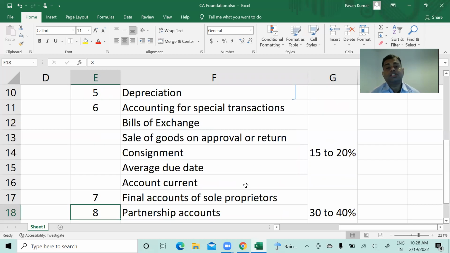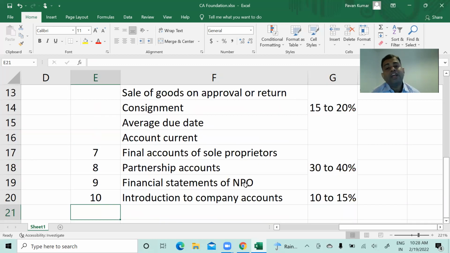Then accounting for special transactions. You have 5 elements under this: bills of exchange, sale of goods on approval or return basis, consignment, average due date, account current. All these 5 put together will come to 15 to 20%. Then you have final accounts of sole proprietors, and then partnership accounts and NPO. This is the area with the highest weightage. 30 to 40% will come from this area. Accounts of sole proprietors itself will come for 20 marks at times. And then the last one is introduction to company accounts, issue of shares, issue of debentures, how to write the journal entries and theoretical provisions in company law, all these things we'll discuss here. So that's all, my dear friends, this is your syllabus.